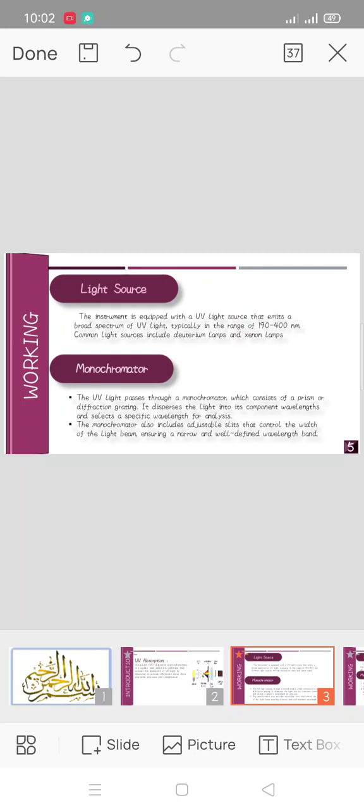Number 1, light source. The instrument is equipped with a UV light source that emits a broad spectrum of UV light, typically in the range of 190 to 400 nanometers. Common light sources include deuterium lamps and xenon lamps.